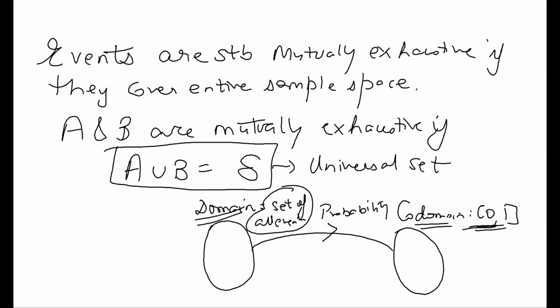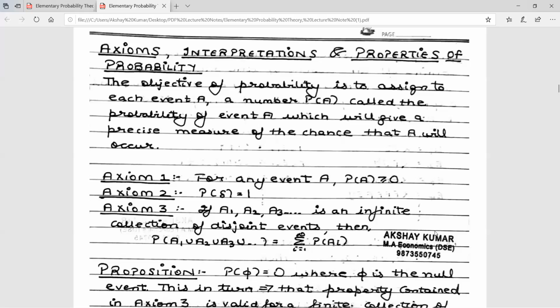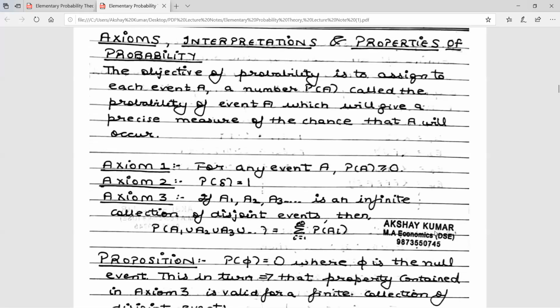Then let's look at the axioms of probability. Axiom 1: for any event A, probability of A is greater than or equal to 0. Obviously, you can't have a negative chance of an event occurring. Either the chance of an event occurring is 0 or it's positive.